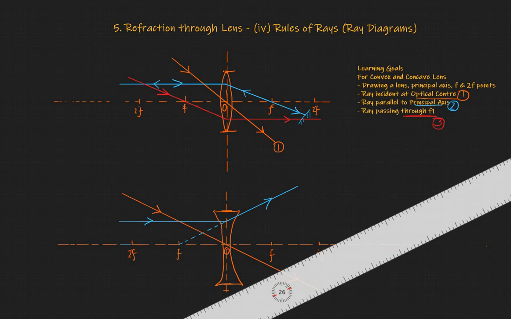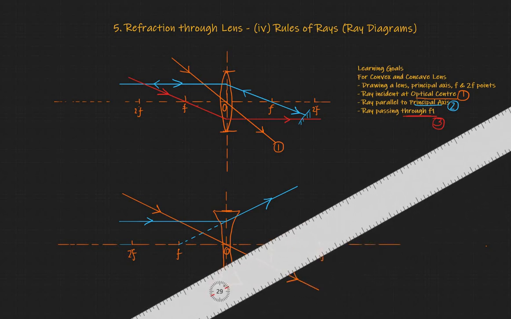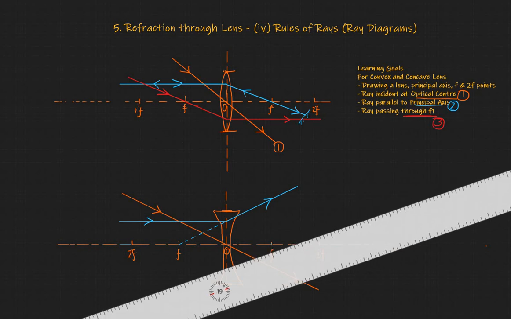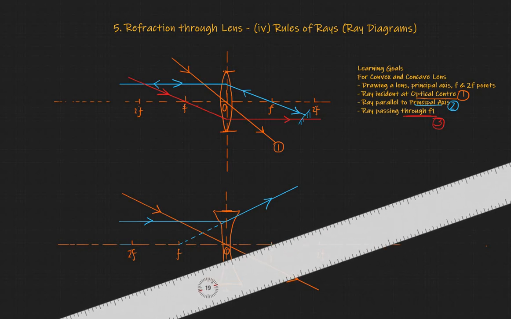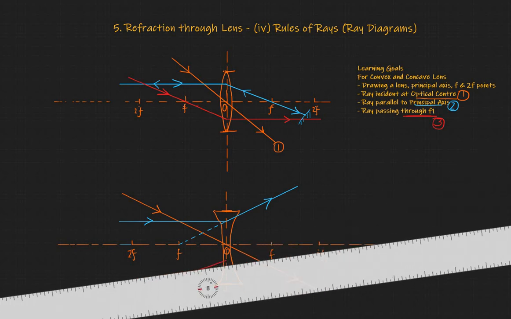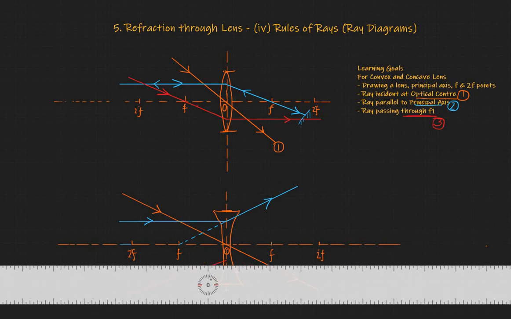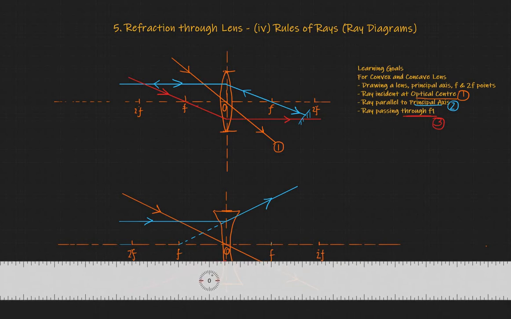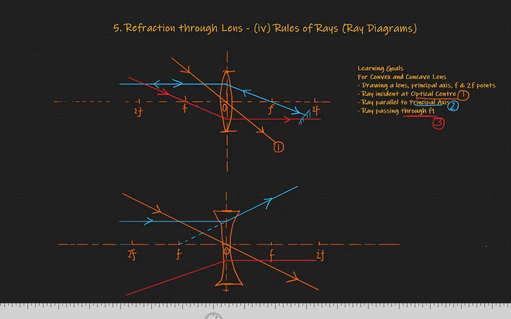Now the third rule is the ray passing through F1. So F1 is on the right side. So if there is a ray that's passing through F1, so let's construct any ray that passes through the F1. So the ray comes, let's say, like this. Then it would go parallel to the principal axis. So let's draw this a parallel line, and that's it. There we are done with this.